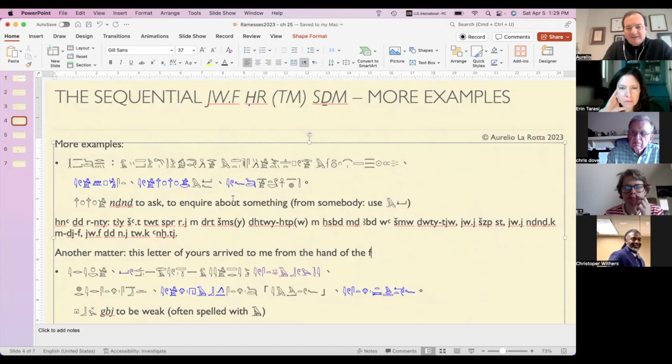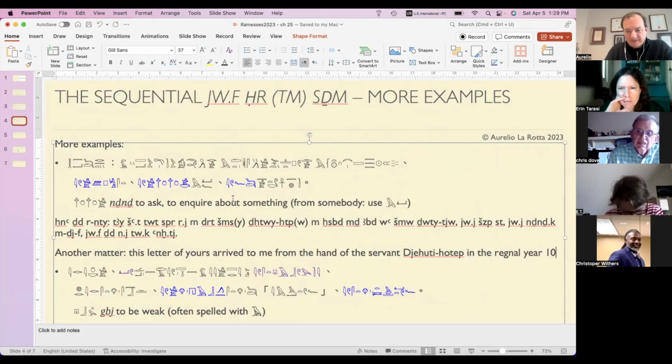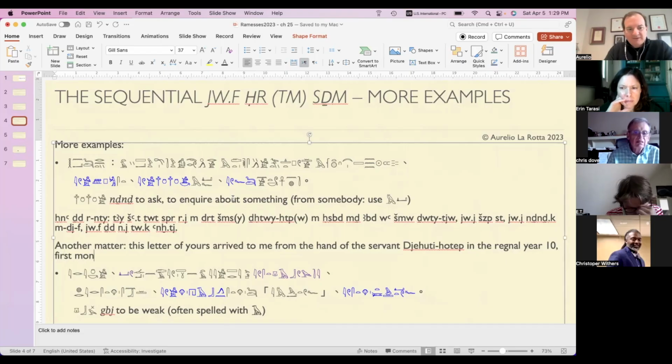Okay. So the hands of a messenger, Jehuti Hotep. That's right. During, I guess, in the regal year, in year 10, first month of Shemu, day 25, I think. Yeah, day 25. Right. Of Shemu, day 25. Perfect. And I don't know what Shusep is. Is it like receive? Correct. Received. And I received it.